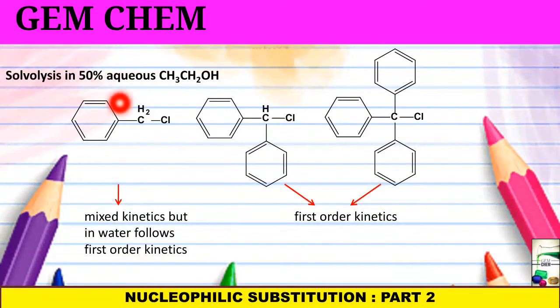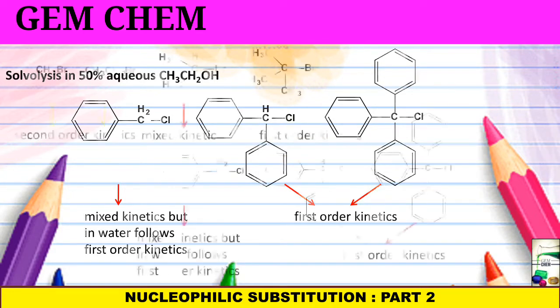Now we are considering solvolysis of these 3 compounds in 50% aqueous CH3CH2OH. When one phenyl group is taken, then mixed kinetics is shown, but in water it follows first order kinetics, whereas these two produce first order kinetics only. Now this portion, that is Ph2CHCl, has a major difference with all the other things, and we will see it in detail in this video.